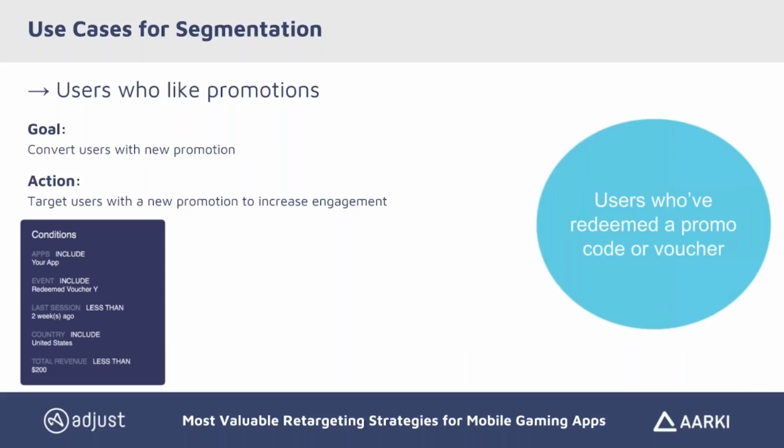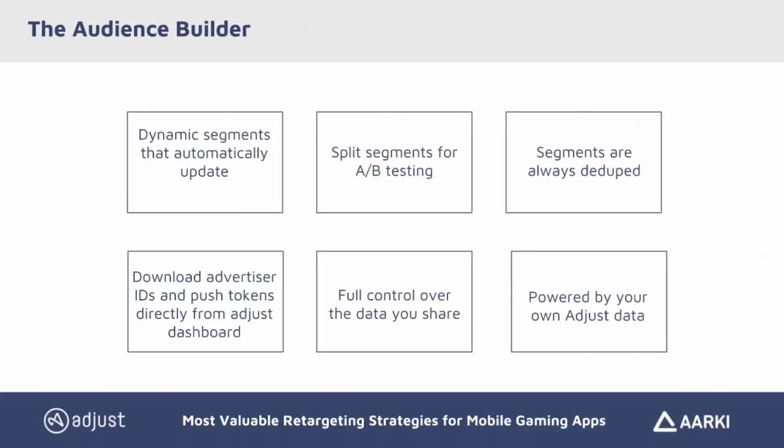You can apply any conditions that you want, but inactive users is always defined depending on your business model. The last example is users who like promotions. I think all of us do, but if you are an advertiser and you have a specific event that tells you when a user is redeeming a voucher code, then you can include it in your conditions. So you know that that user is often or only purchasing when they have some incentives, so you can retarget them with some incentives or some other vouchers.